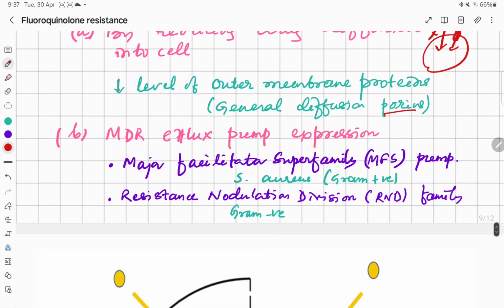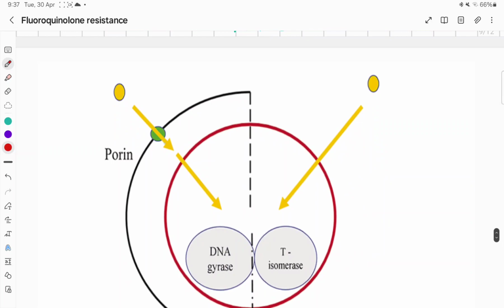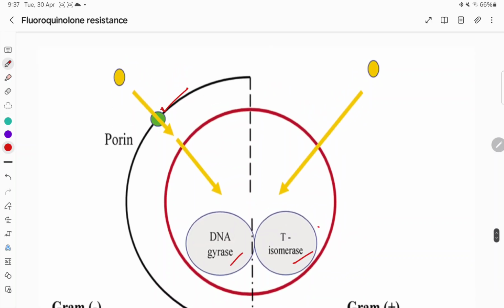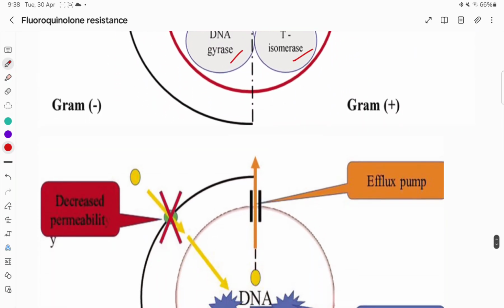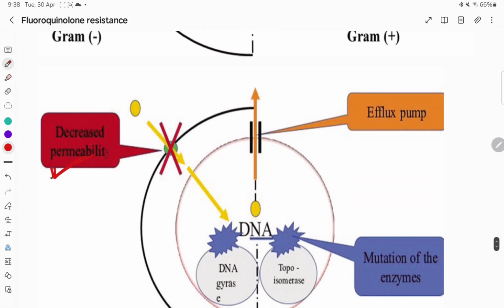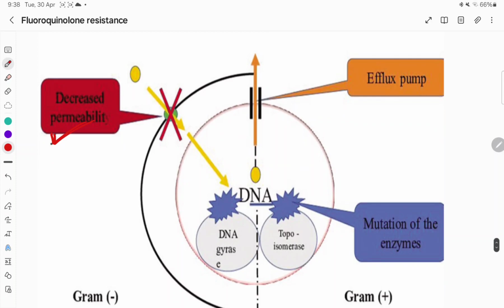Second one is the MDR efflux pump expression. You can see this is the porin structure, which is required for entry, and these are the two targets, the DNA gyrase and topoisomerase. So any modification in the porin will inhibit the entry of the drug, which we call decreased permeability. Then there may be presence of efflux pumps which will throw the fluoroquinolone out of the bacterial cell.